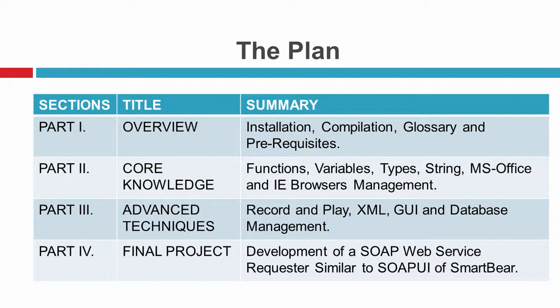The plan of this course is divided into 4 parts. The first part, or the overview, will discuss the installation, the compilation, glossary, and prerequisites, whereas part 2 will discuss the core knowledge. We will review the functions, the syntax of variables, types, strings, MS Office, and Internet Explorer browser management. In part 3, we will talk about advanced techniques like record and play, XML, GUI, and database management. In part 4, we will practice in our final project. We will try to develop a SOAP web requester similar to SoapUI of SmartBear.